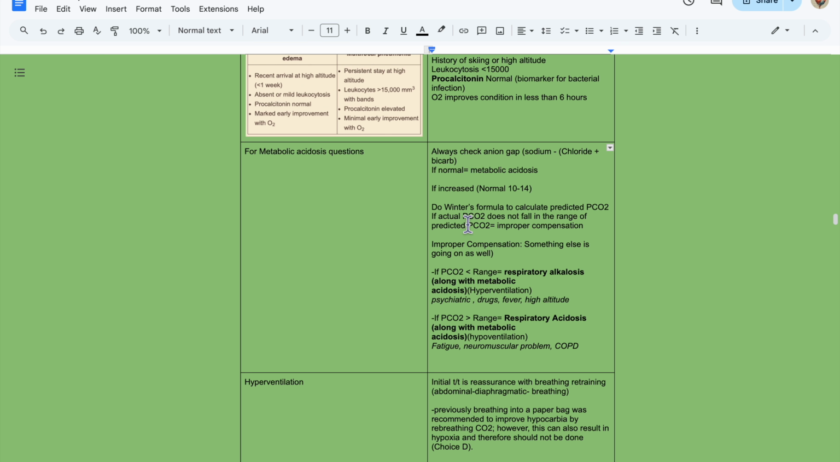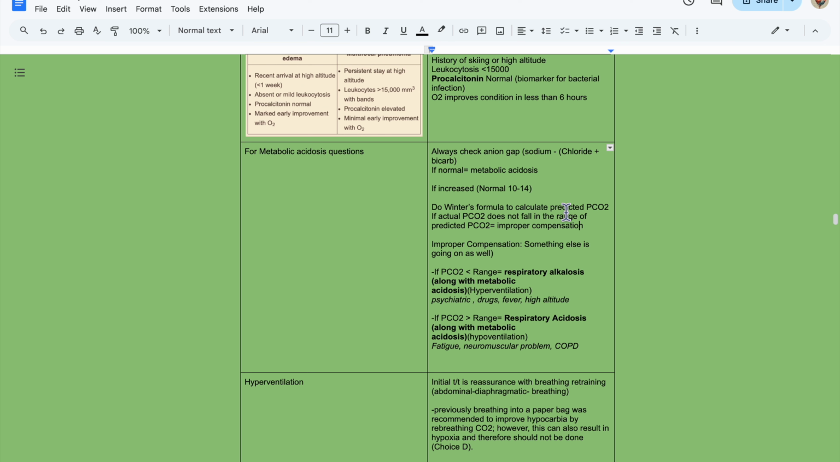Okay, so here the predicted one is the one that we calculate via Winter's formula, and the actual one is the one that is shown in the lab work. Okay, so if improper compensation, then something else is going on as well.